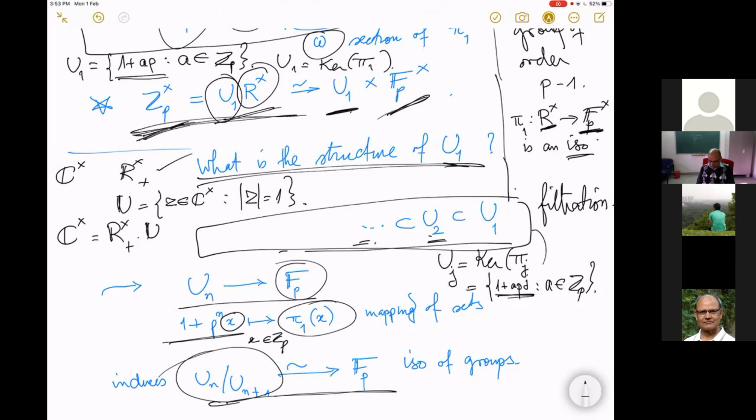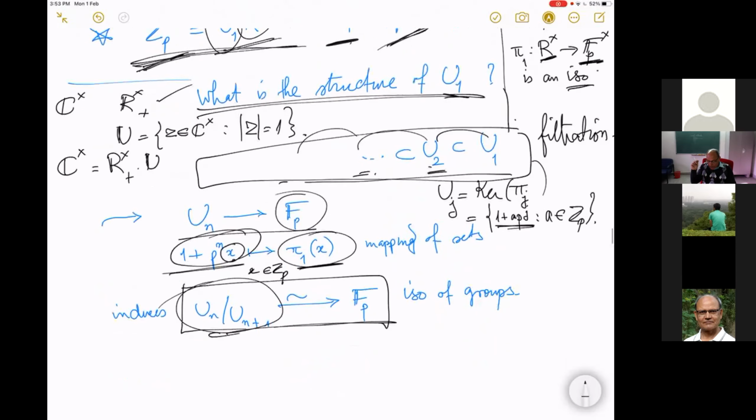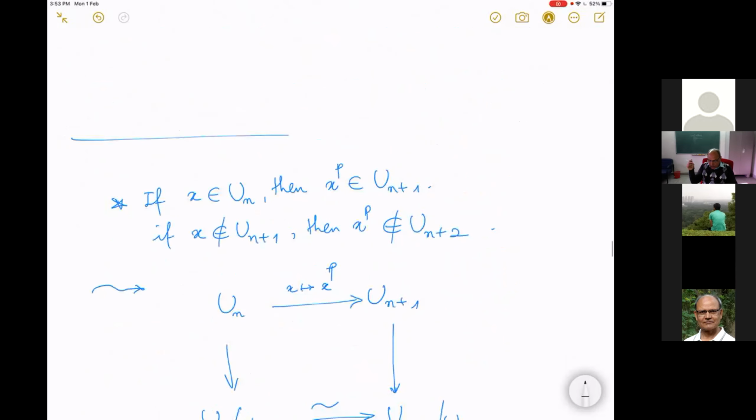So you've got a map from U_n to F_p. And of course, if this element is in U_{n+1}, then this pi_1 of x is going to be 0. In other words, this map induces an isomorphism from U_n modulo U_{n+1} to F_p. Okay, so we know what the successive quotients are. They are just cyclic groups of order p. That's one thing.